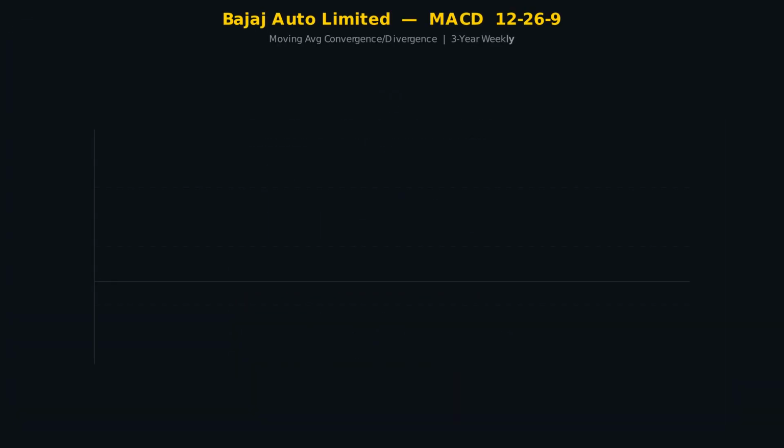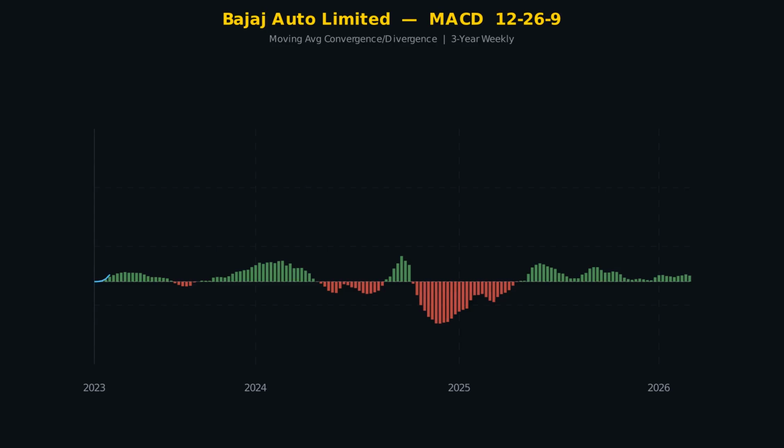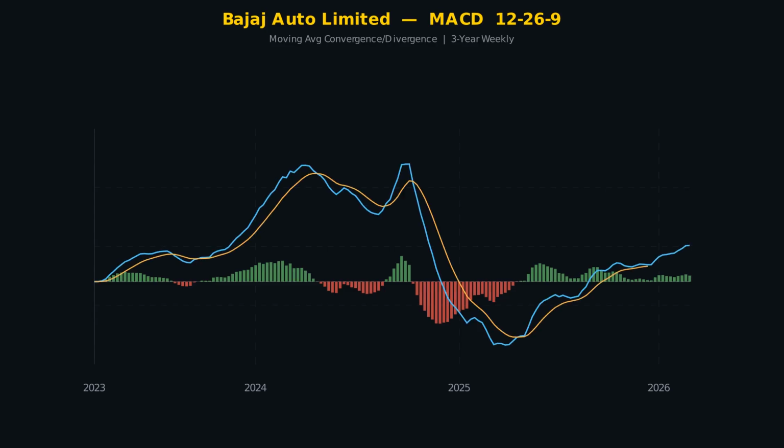Here is the MACD chart for Bajaj Auto Limited. Green bars mean MACD is above signal, bullish momentum. Red bars mean bearish momentum. Currently, the histogram is contracting. The MACD line is above the signal line. Bullish momentum is confirmed. The MACD value is 291.39.